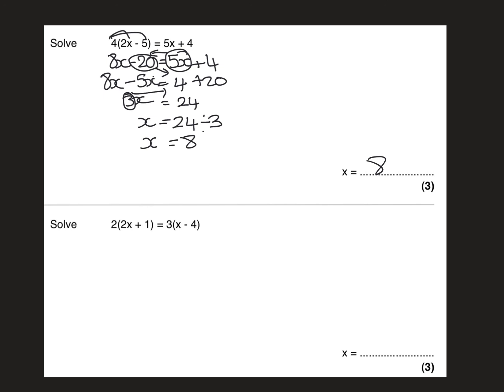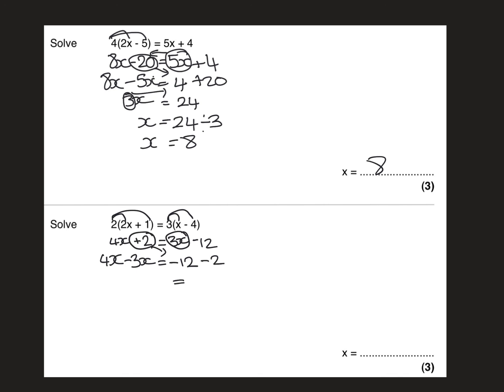Okay, for this next one, we need to multiply out both sides. So 2 times 2x is 4x. 2 times 1 is 2. So plus 2 equals 3 times x is 3x. 3 times minus 4 would be minus 12. So 4x is going to stay where it is, so I'm going to write that in, 4x. The 3x here is positive, it's going to come over to the other side and become minus 3x. On the right, I have got a minus 12. I'm going to leave that there. The plus 2 is going to come over and become a minus 2.